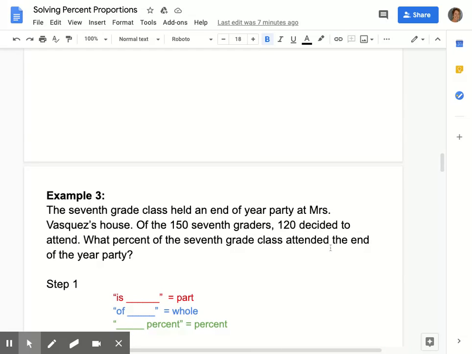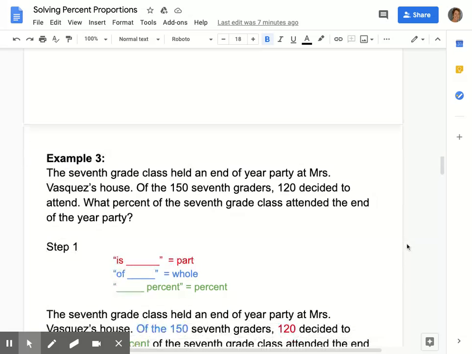Example 3, the 7th grade class held an end-of-year party at Mrs. Vasquez's house. Of the 150 7th graders, 120 decided to attend. What percent of the 7th grade class attended the end-of-year party? So we're going to do the same thing. Step 1, we're going to identify what the part is, what the whole is, and what the percent is.